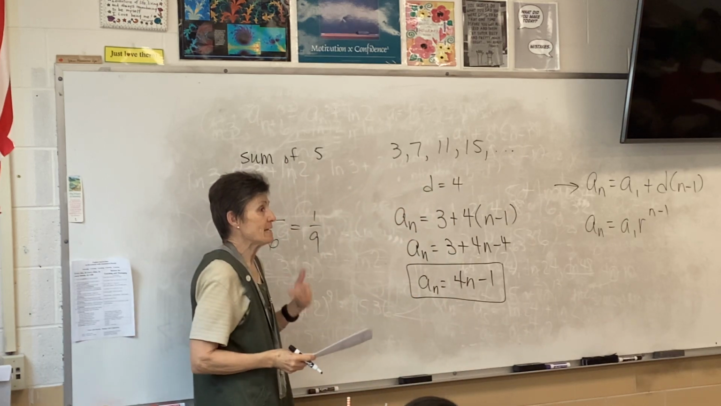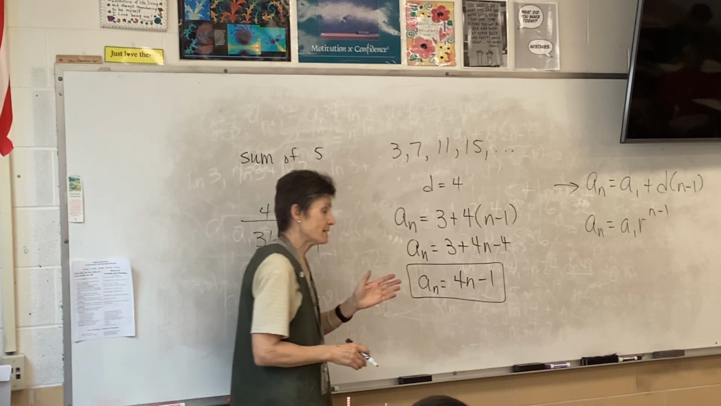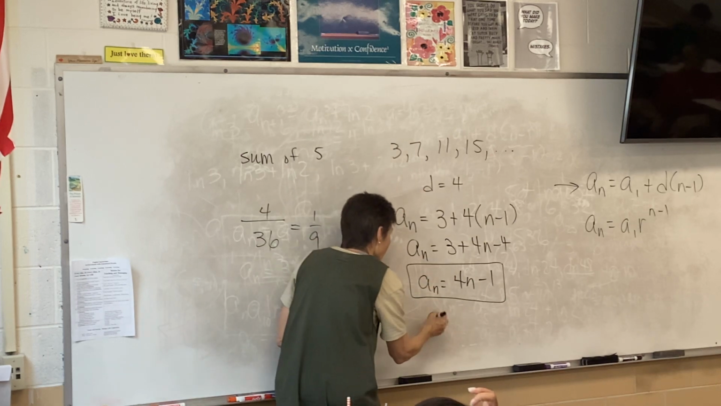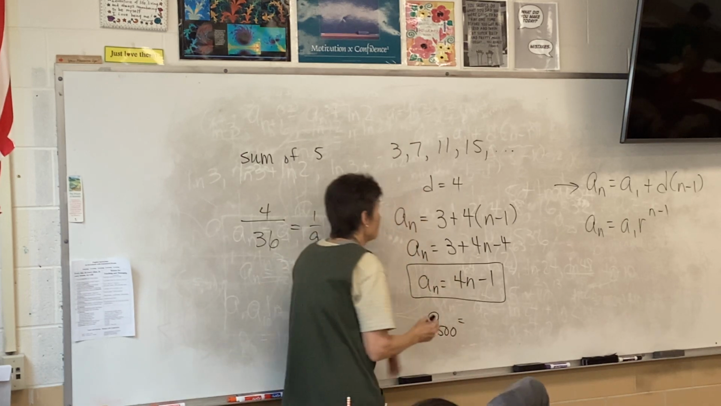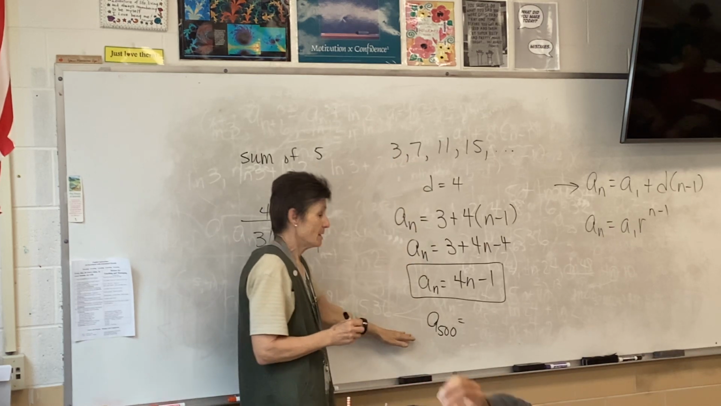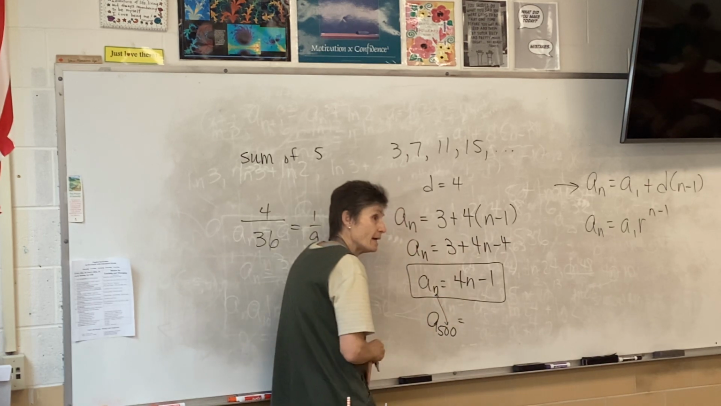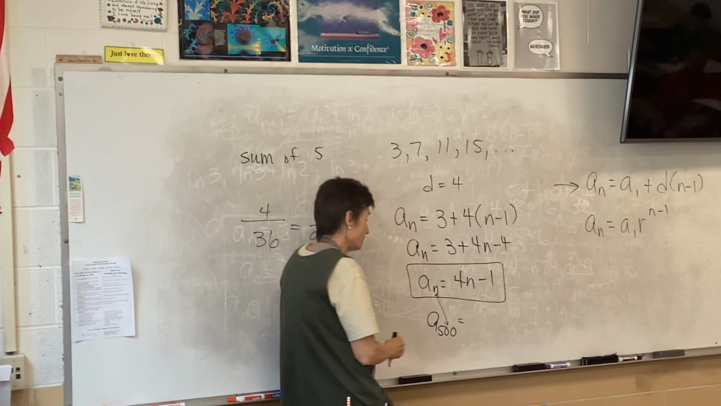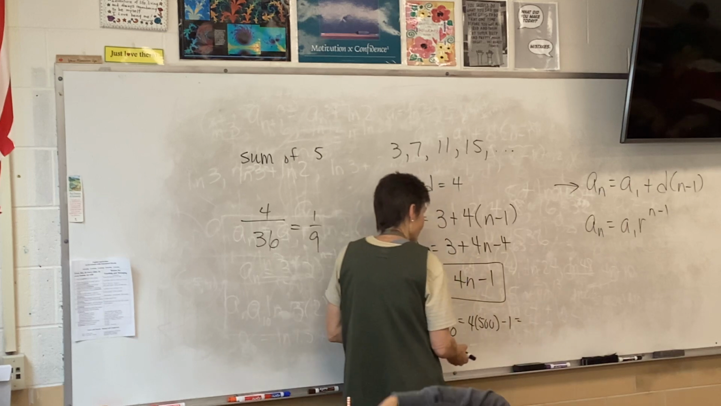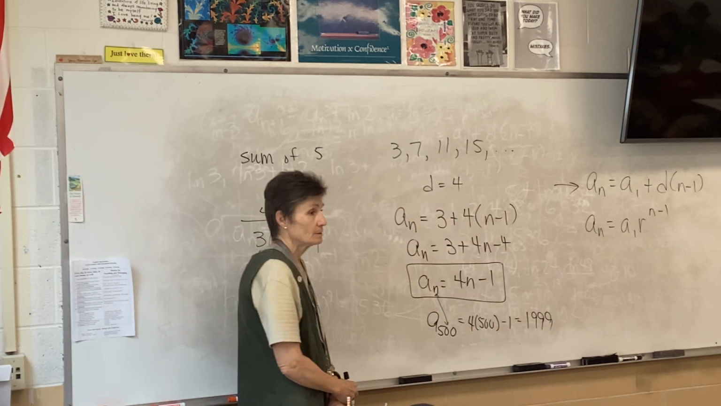Now what does it mean to be an explicit formula? It means that if for some reason you want to know the 500th term of this sequence, you can find it. Because if you want the 500th term, you're going to let n be 500. So that's going to be 4 times 500 minus 1. So what is that? 1999? Done.